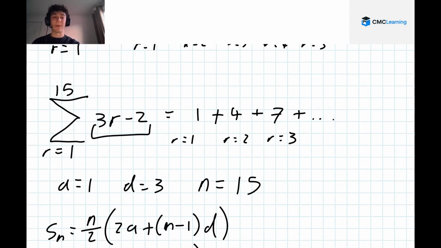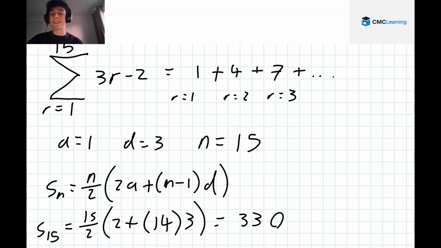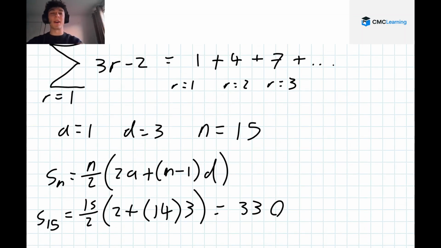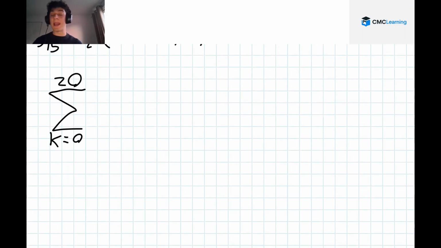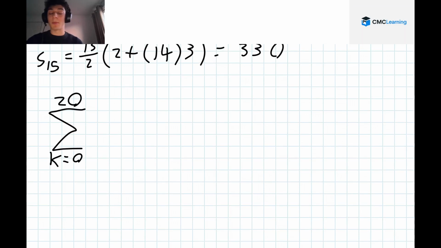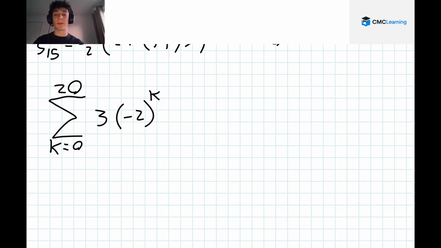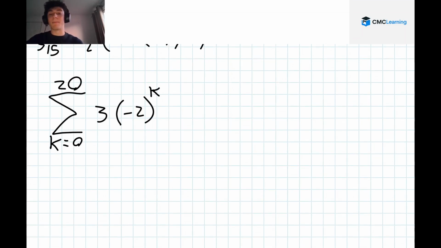Whenever we have a linear term here, it's not inherently obvious what we have, but once we write out the first few terms, it becomes quite simple. The next sort of terms that we should be looking for, and again, it's also good to know that this argument can take any number of terms. So it could be k, it could be a, it could be x, for example. Let's have a look at something like this. So 3 multiplied by minus 2 to the power of k.